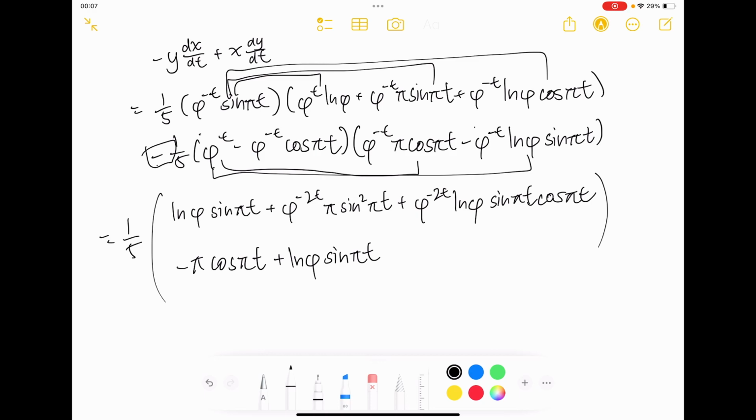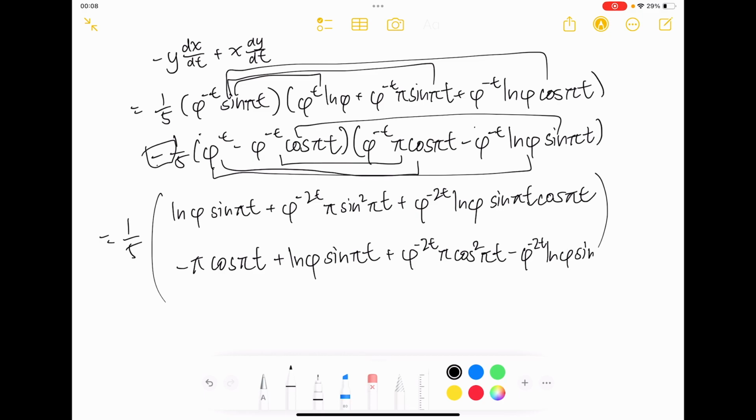And let's do this bit. That is also going to be plus, phi to the minus 2t pi cosine squared pi t. And finally, this bit, that's going to be minus, because we have three minus signs, minus phi to the negative 2t, times natural log of phi sine pi t cosine pi t. Come on, please fit. Yeah, no, it didn't fit.